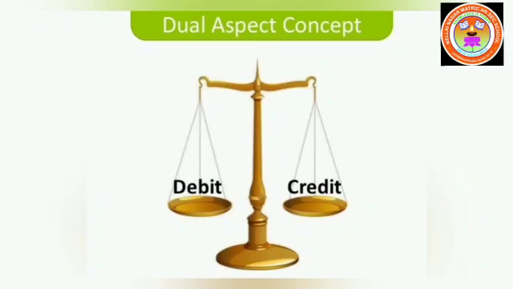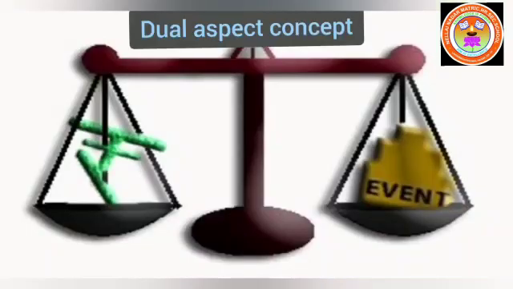Next, decrease in one asset and increase in another asset. Bought furniture costing rupees 5000 by paying cash. Next, decrease in one liability and increase in another liability. For example, we can say accepted a bill drawn by creditors for rupees 10,000.